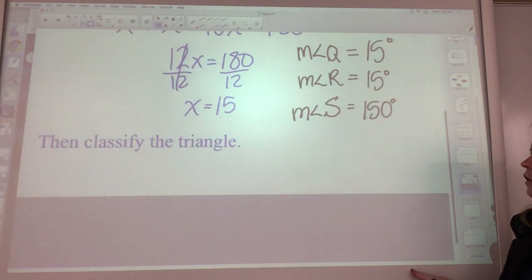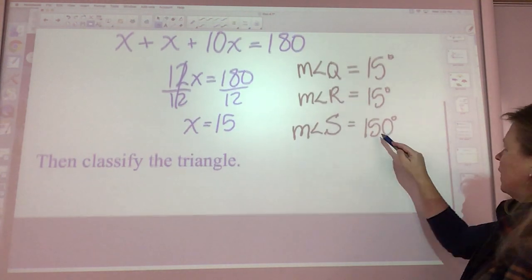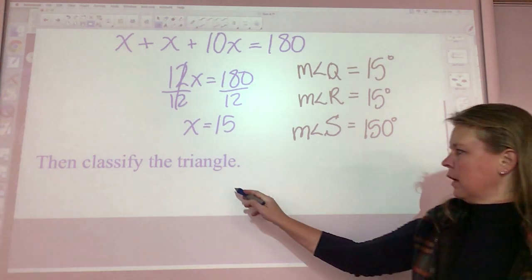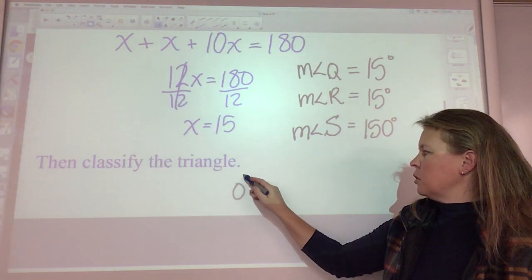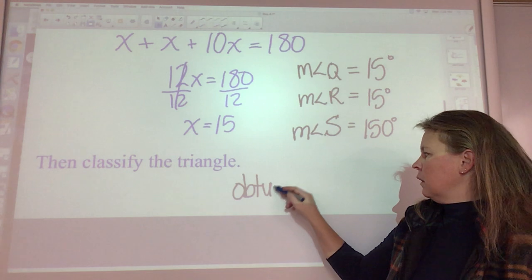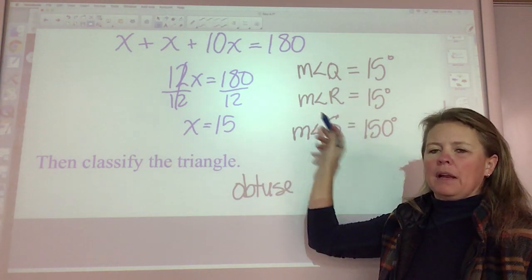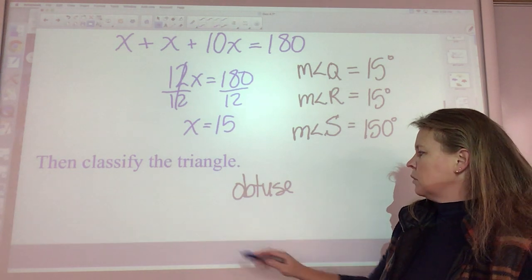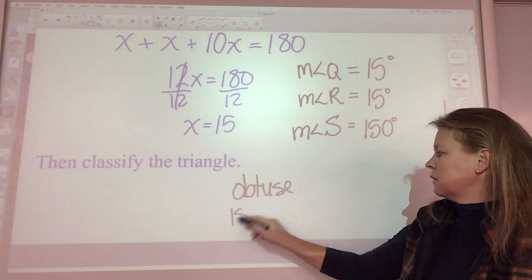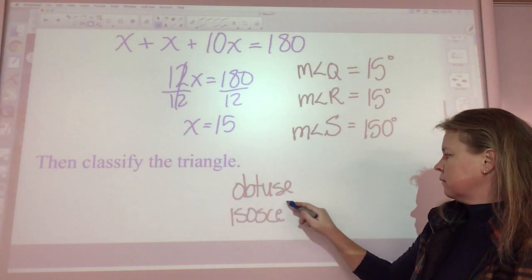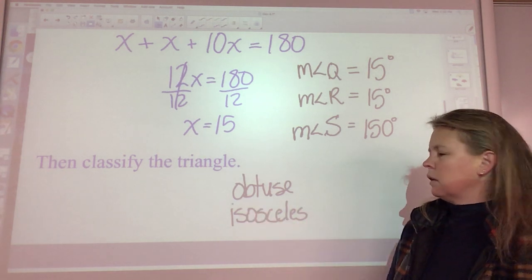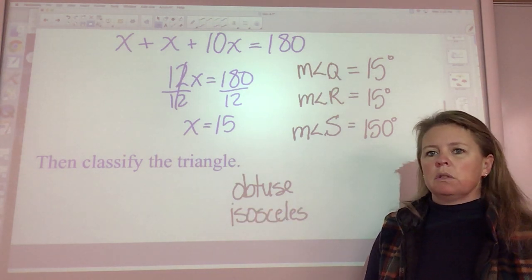Now classify the triangle. As you can see, it has a very large angle, more than 90 degrees. Therefore, it is an obtuse triangle. And the fact that it has two congruent angles means automatically that it has two congruent sides, which makes it isosceles. Obtuse, isosceles, or isosceles obtuse triangle.